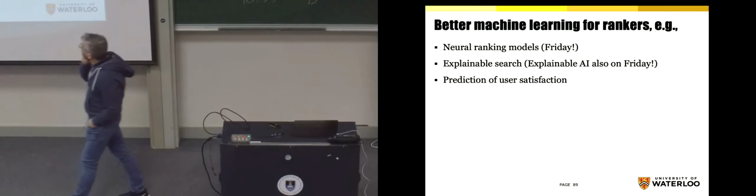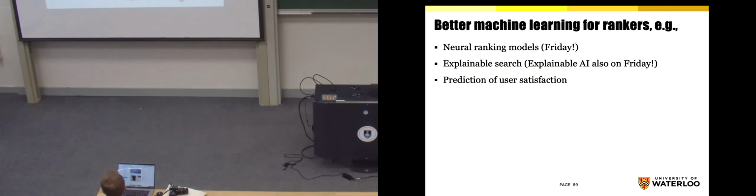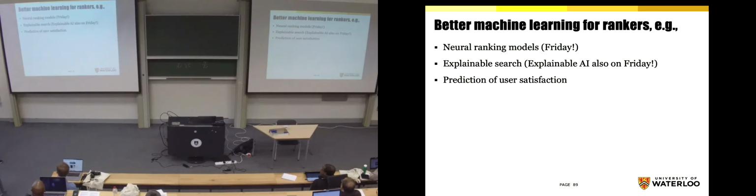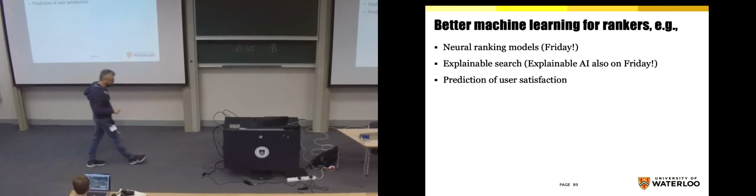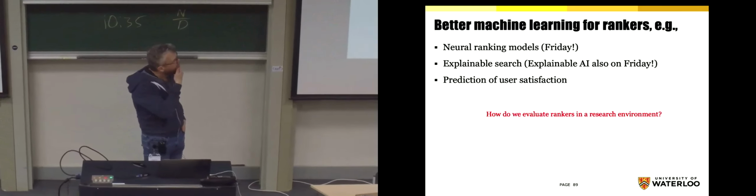There's a bunch of stuff coming up this week about this. Friday, they're going to do neural ranking models. And if you're not interested in neural ranking models, there's also Friday explainable AI, which is important from a search and recommendation standpoint, because it's often good to tell people why you surfaced a certain result. Like, why did you give them this answer? I recommended this to you because you liked such and such, that kind of thing. And then another place we can do machine learning is prediction of user satisfaction. Okay, so we're working on this.